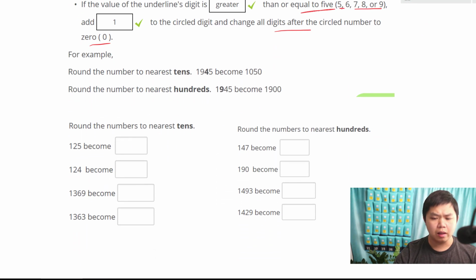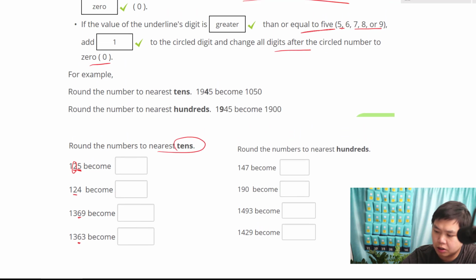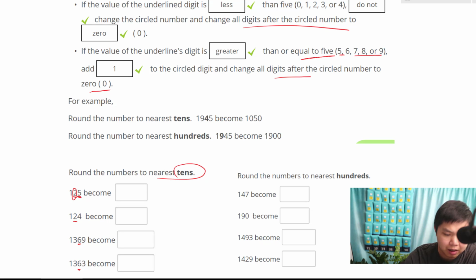Let's try another problem right here. What we have here is a bunch of problems, but we are going to round them to the nearest tens. And we know the tens place already. The tens place, the second digit, in this case, is right there, okay? Now, look at this. We're going to circle that. The 5 right there is greater than, let me go back and show you the rule, is greater than, so this now plus 1. So we're going to have 1, 3, and we're going to change this to 0. That's easy.